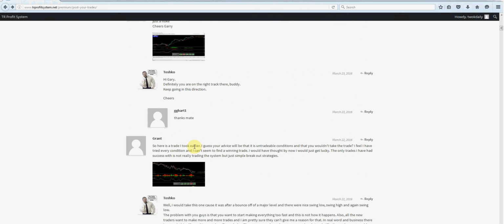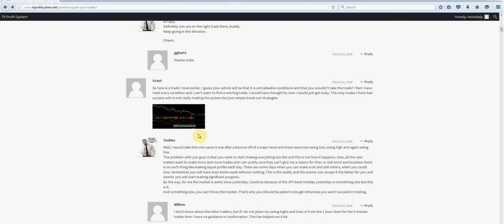So here's a trade I took earlier. I guess your advice would be that it is untradeable conditions and that you wouldn't take the trade. I feel like I've tried every condition and I can't seem to find a winning trade. I would have thought by now I would just get lucky. The only trades that I've had success with are not really the trading system, but just simple breakout strategies. Let's see what he says here.